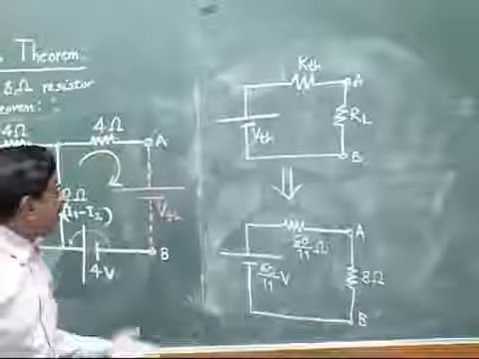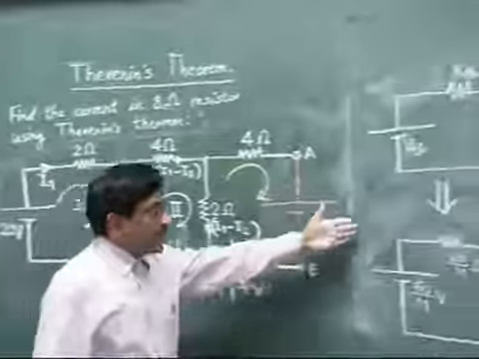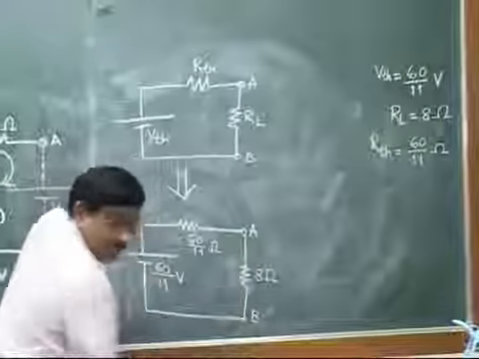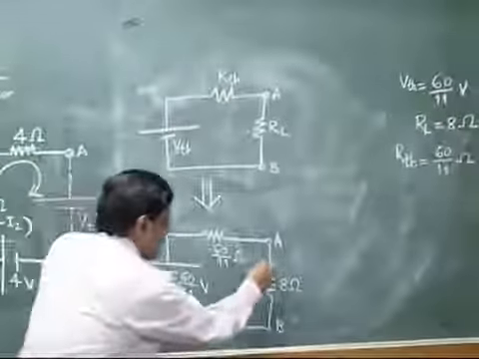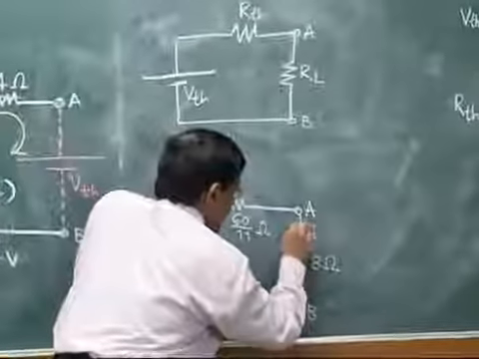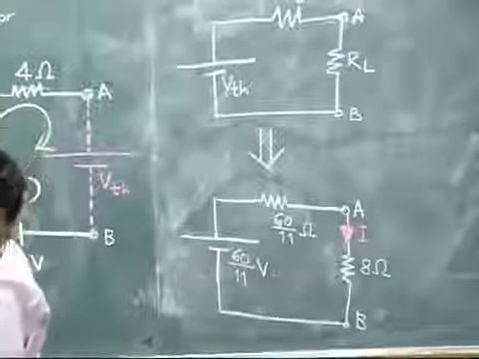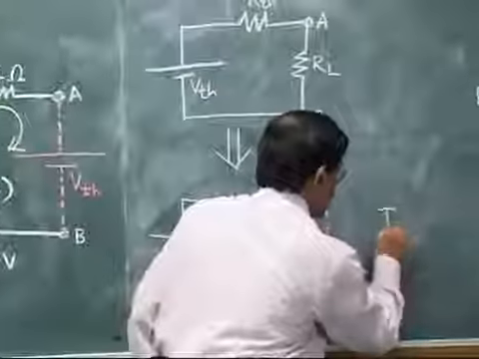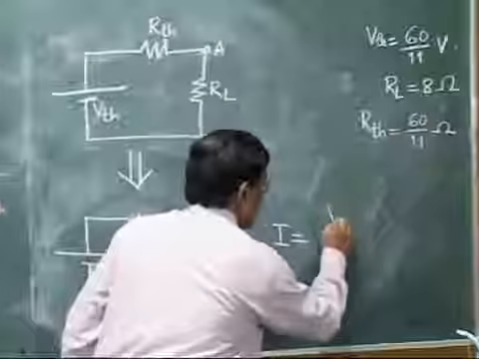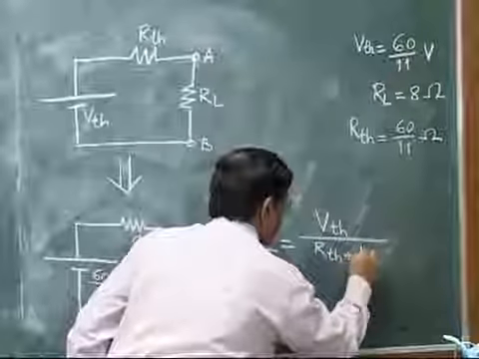And now the solution is very simple. What was our problem? Our problem is find the current in 8 ohm resistor. So this is the final circuit that we are getting. This is our 8 ohm resistance or load resistance. I assume that this current is some current I. And what is the answer for I now? The answer will be like this. I must be equal to, see what is total voltage? 60 by 11. So I must be equal to VTH divided by RTH plus RL.